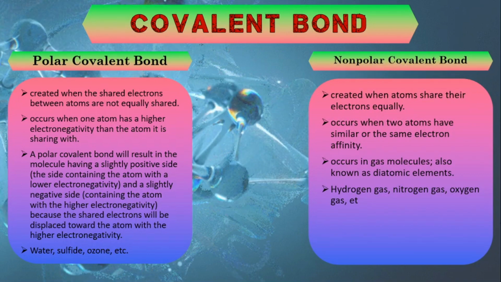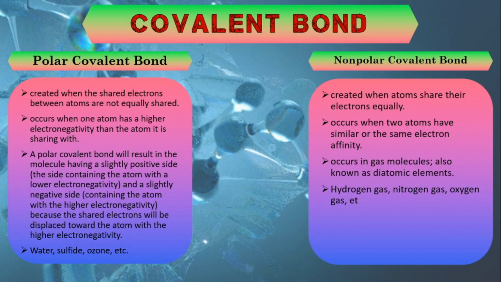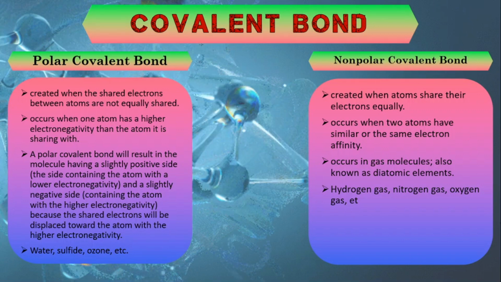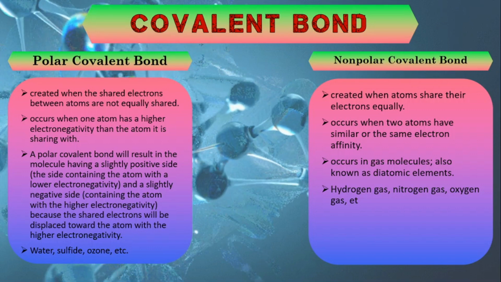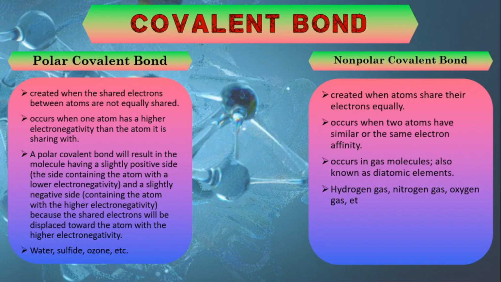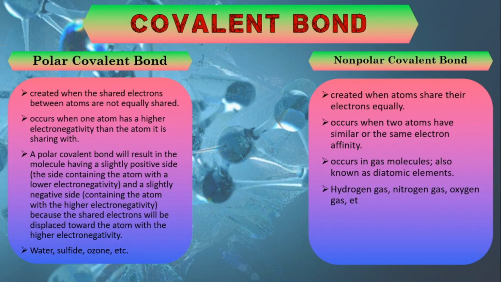There are 2 types of covalent bond, the polar covalent bond and the non-polar covalent bond. A polar covalent bond is created when the shared electrons between atoms are not fully or not equally shared. It occurs when one atom has a higher electronegativity than the atom it is sharing with.